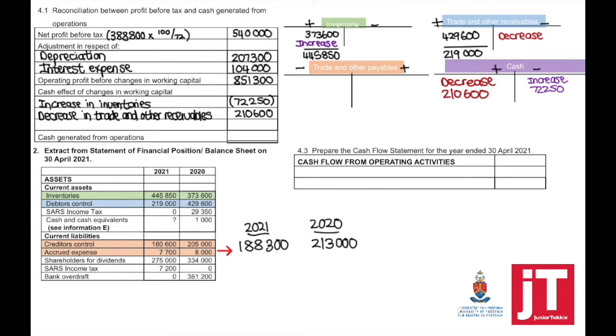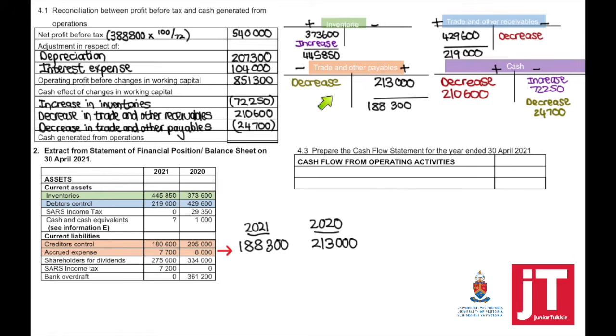So what I always do, I take 2020 and I add what I need to include, the same as with 2021 and 2020. On my T account, I'm going to show end of last year, it decreased from last year to this year. For every debit, there's a credit, the difference is 24,700 and that will have an outflow effect.